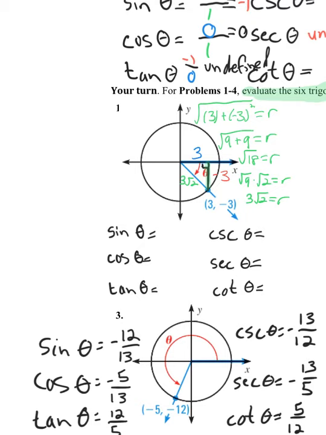Now when we evaluate the 6 trig functions, we're going to get -3 over 3 root 2. There's just one problem with that. We don't want a radical in the denominator of our fraction.